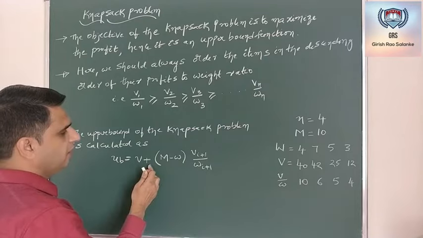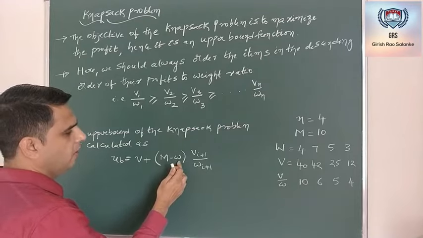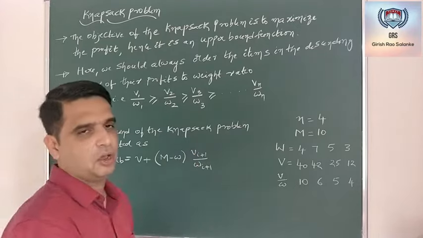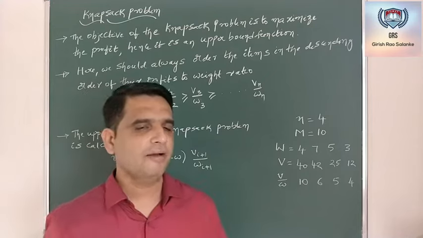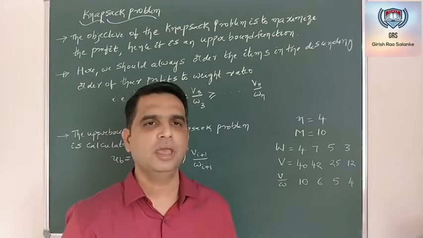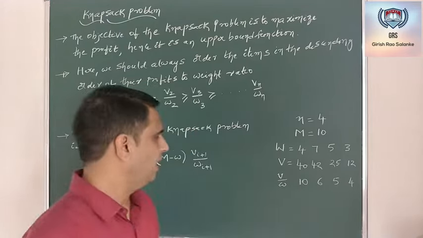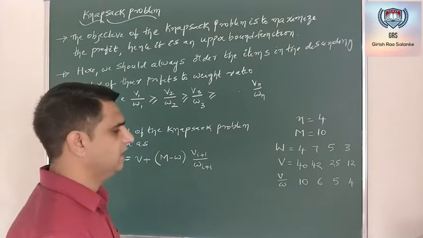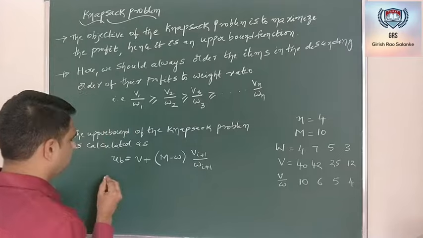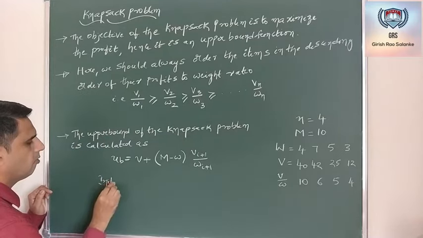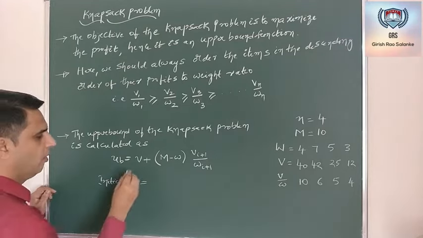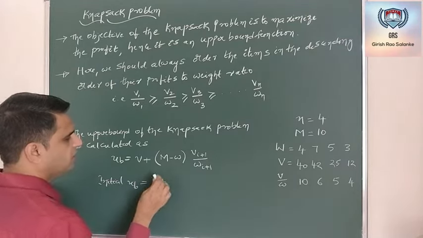That is V plus M minus W multiplied by profit to weight of the next object. Now initially I have not placed any of the objects onto the knapsack. So initially my V and W will be 0. So initially the upper bound, UB, is 0 plus M.